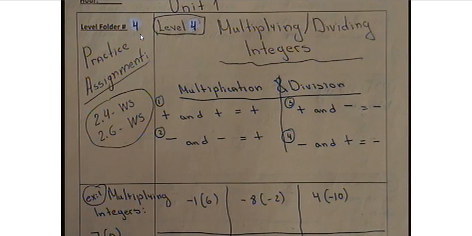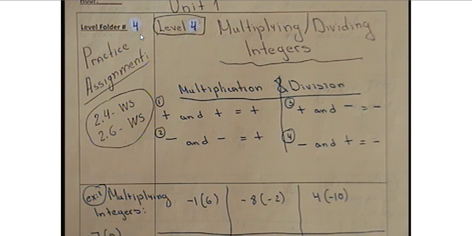Hello class and students. So today will be the final lesson of this unit number 1, and we will talk about multiplying and dividing integers. So in the previous lesson we talked about addition and subtraction, and in most cases addition and subtraction for some reason is a little bit more confusing than multiplication and division. So hopefully you're gonna find that this lesson is pretty easy.